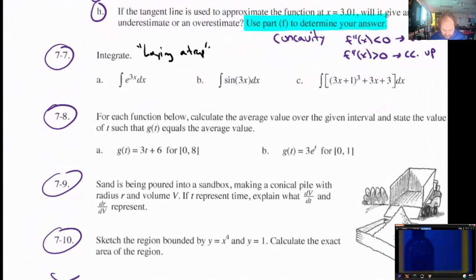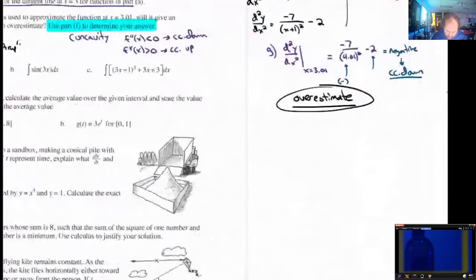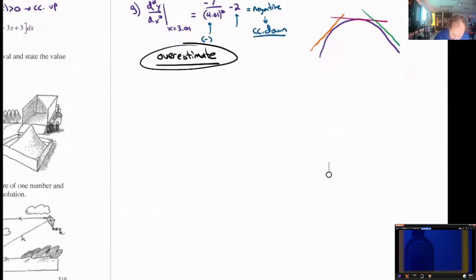Let's talk about that with 7.7. Let's start with A. I'm going to get some room here to work with. This is my work for 7.7, part A. We're talking about the integral of e to the 3x dx. We need to evaluate this integral here.